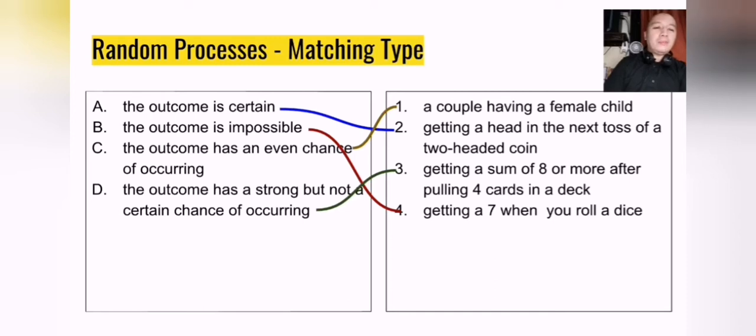For the example, it's number 3, getting a sum of 8 or more after pulling 4 cards in a deck. So there's a strong chance that it could happen, but it's not guaranteed for you to get a sum of 8, right? What if you have pulled 2 aces and 2 number 2s? You won't get a sum of 8. So you see, we now have an idea of some of the random processes and some examples that we could attach to it or show.